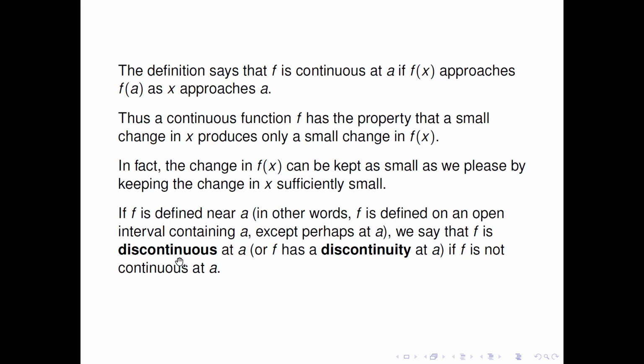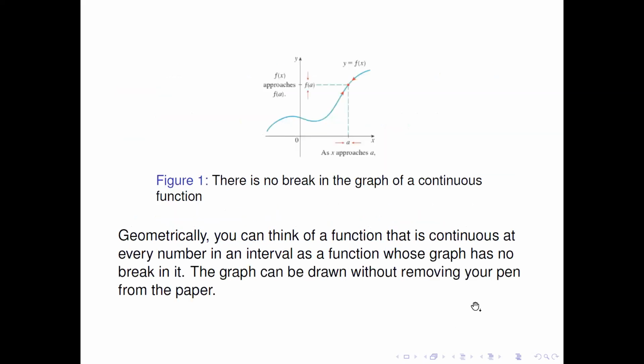So when a function is not continuous at A, we will say that the function is discontinuous at A, or we will say that f has a discontinuity at A. Okay? And again, continuity has this implication that a small change in x produces only a small change in f of x, right? Okay, let's continue.